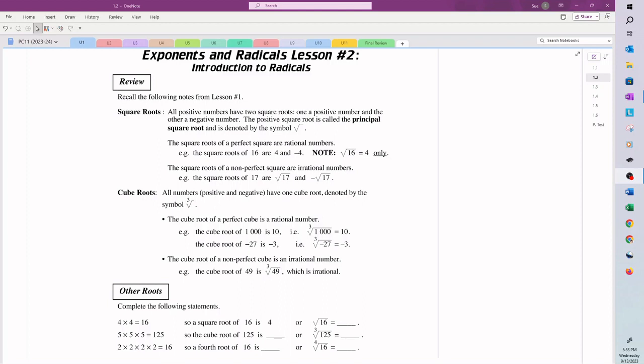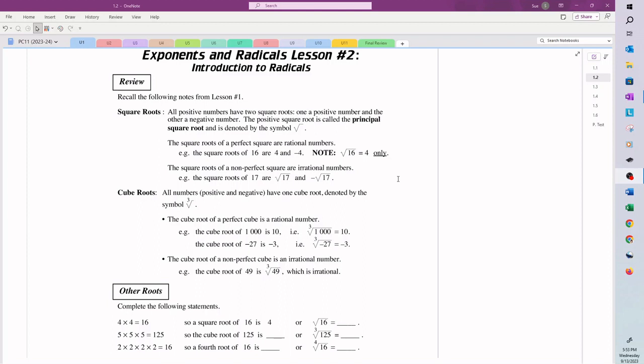Just to remind you of what we learned before, all positive numbers have two square roots. One is positive and one is negative. The positive square root is called the principal square root, and we show it with this little symbol, the square root sign or the radical sign. Square roots of a perfect square are rational numbers, and the square root of a non-perfect square is an irrational number.